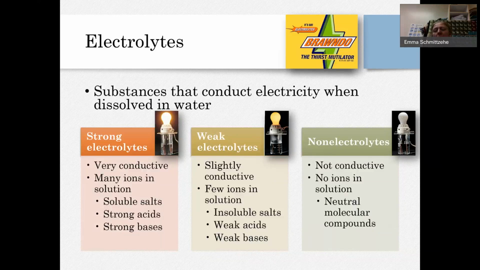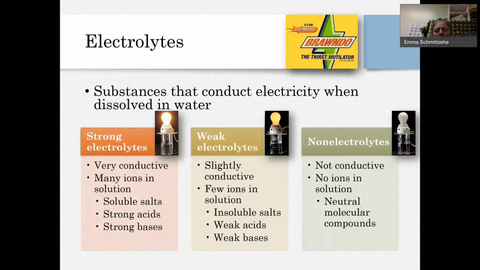Same would go for CO2. You can dissolve CO2 in water, and in general, we would consider that a non-electrolyte. If you dissolved, say, sugar in water, that's a molecular compound and it's not an acid or base. And so that also would be a non-electrolyte.